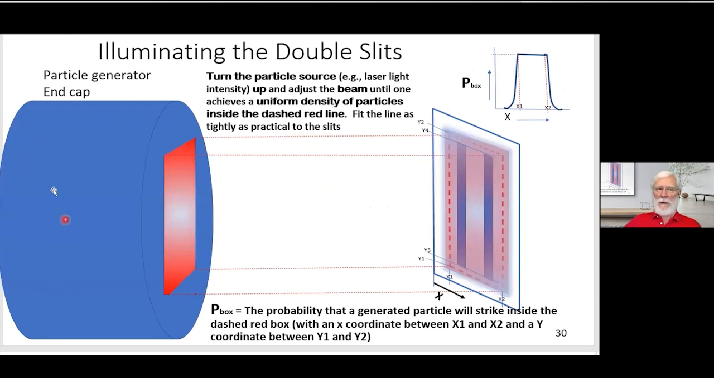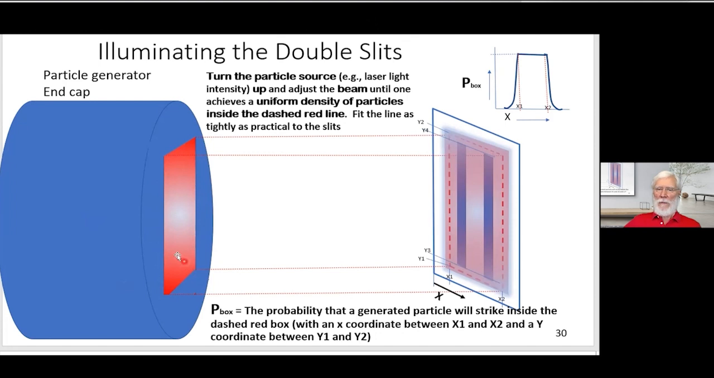Okay, remember that little end cap I was talking about? Remember there's off to the left here, off the screen is where the particle generator is. And this is just the very end of where the particles come out. But I made it real big so we could see what's going on here in the detail. So you notice that here, it's all red. This is a laser pointer, it's a red light laser.